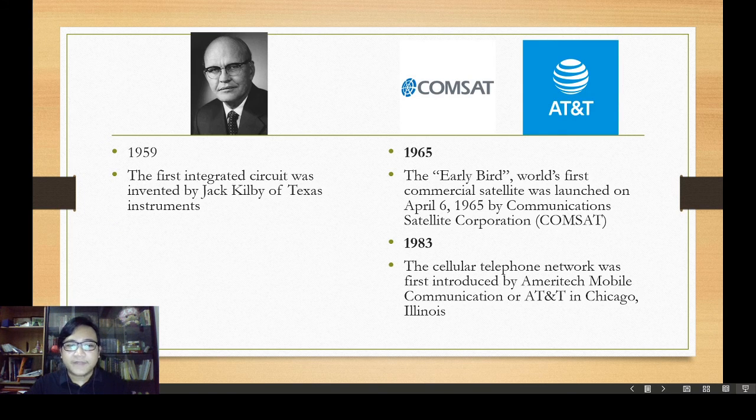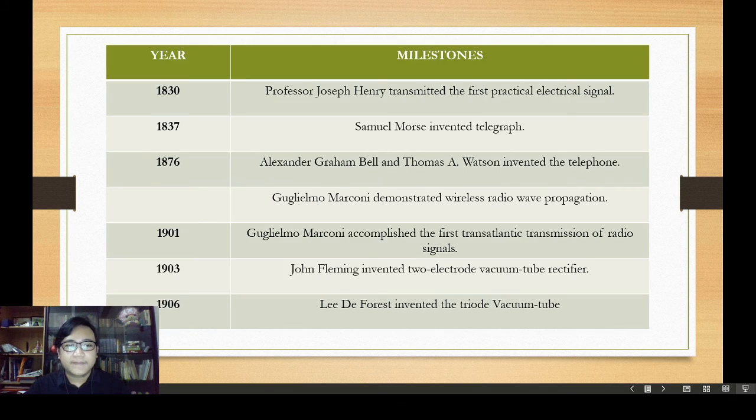In 1959, the first integrated circuit was invented by Jack Kilby of Texas Instruments. In 1965, the Early Bird, the world's first commercial satellite, was launched on April 6, 1965 by the Communications Satellite Corporation, or ComSat. And in 1983, the cellular phone network was first introduced by Ameritech Mobile Communications, or AT&T, in Chicago, Illinois.